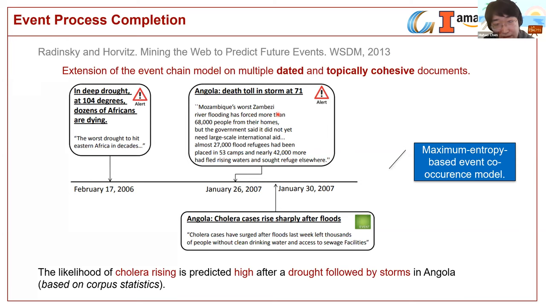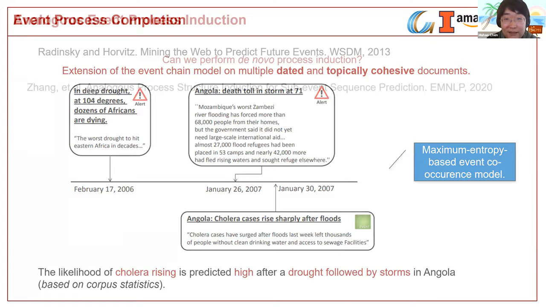Then the technology here is later applied to predict possible forthcoming news along the timeline, which is kind of related to Manling's work at IBM. So let's say the system can predict something like the likelihood of cholera rising is high after a drought followed by storms in Angola.